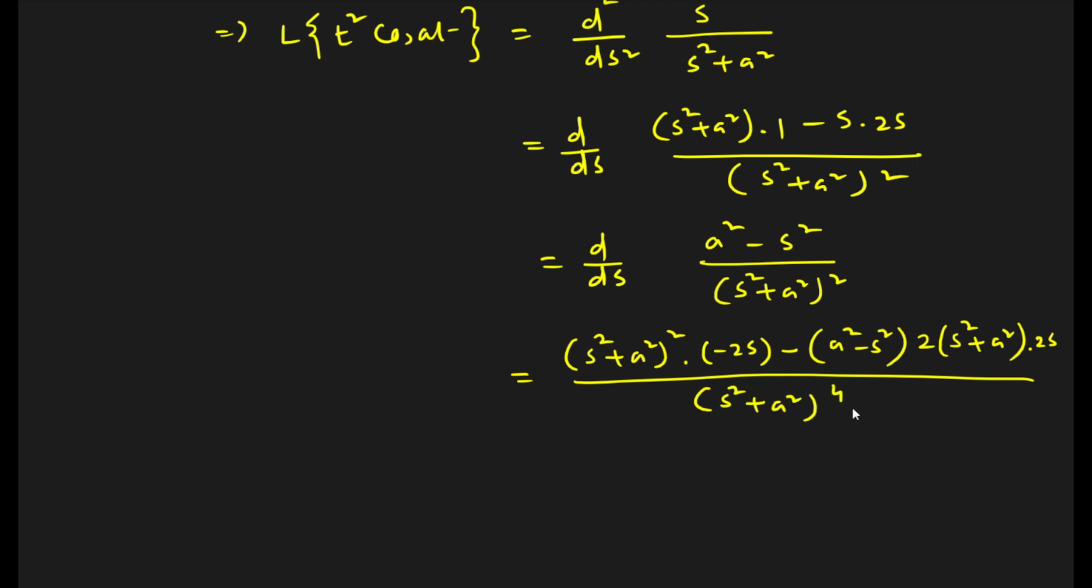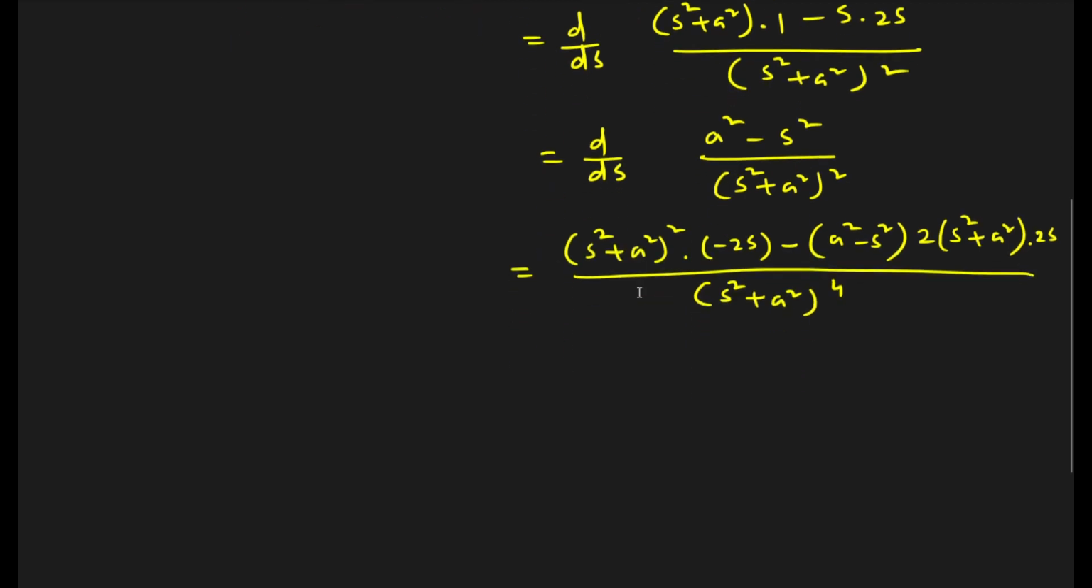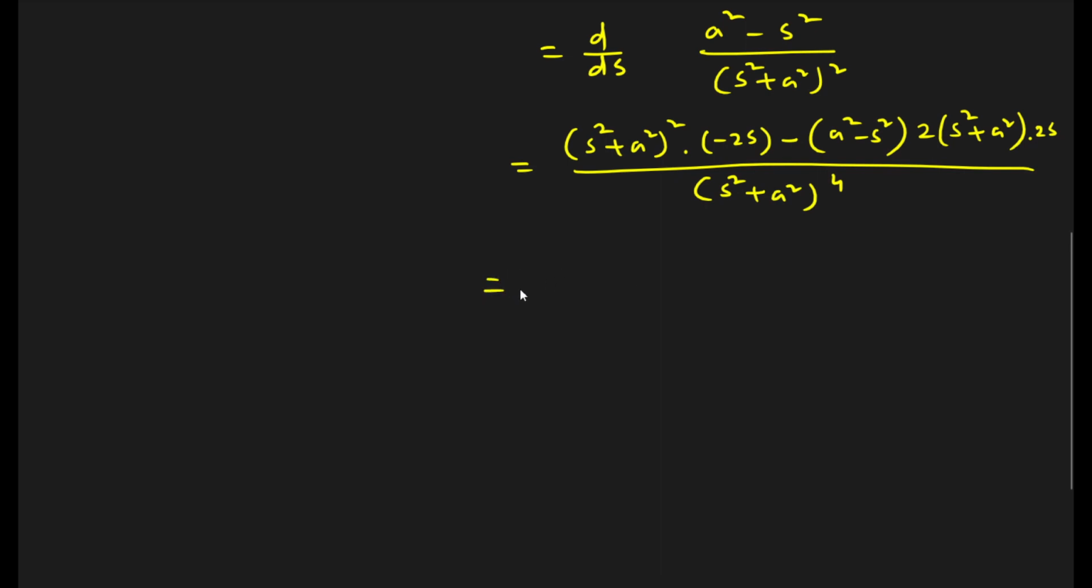Now it will become whole to the power what? 4. Whole to the power 4. So let us simplify this and see what will come. So how much will you get? Get something common from there. Minus twice s square plus a square. Okay, see, we can cancel one s square plus a square, no? From both numerator and denominator. You will get minus twice s square plus a square.